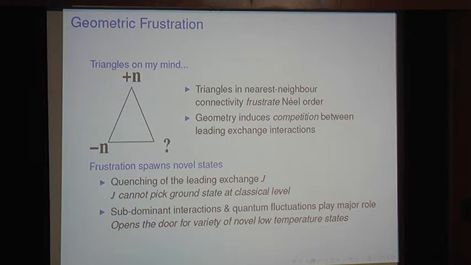And the reason frustration is so important and interesting is that when you have this sort of a situation, the leading exchange coupling, which is J, becomes terribly ineffective at deciding what happens at low temperature. In some sense, it gets quenched in the same way that the kinetic energy of electrons gets quenched in a Landau level. It can't split degeneracies, right. And so, what really happens at low temperatures, what is the ultimate fate of the system, depends on subleading effects and on quantum fluctuations, and can lead to a variety of novel states.